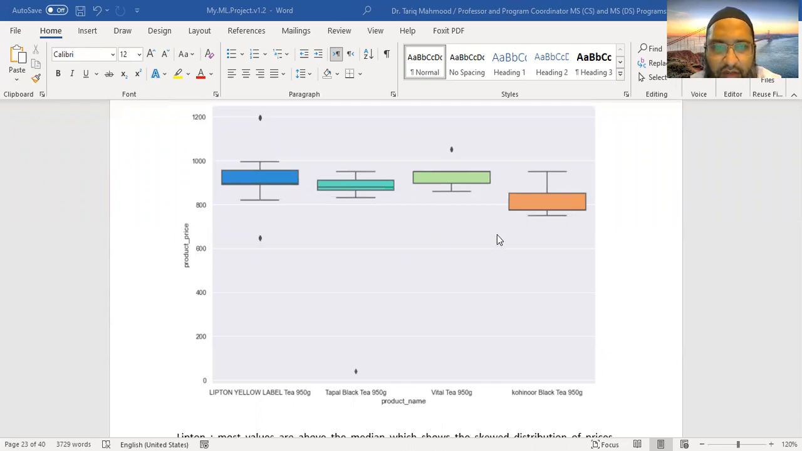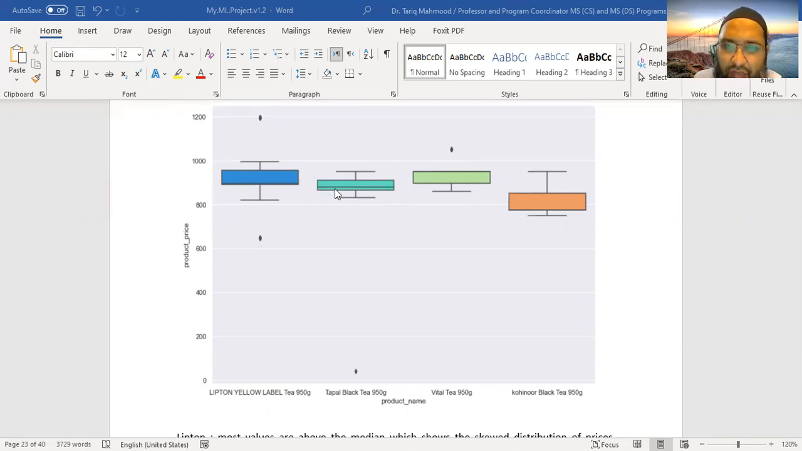So that's what we can derive here. The median is almost the same for Lipton and Tapal. Lipton is a bit higher than Tapal, which is a sort of disadvantage, because the users are not going to care about the box plot. They're going to care about the price. So Lipton seems to have a higher price than the Tapal brand.